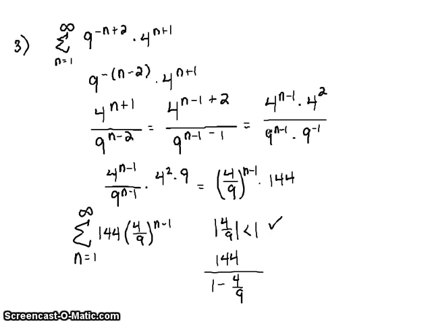So let's look at one more, and then we'll call it quits on this video. So again, same idea. Does it converge? If it does, what does it converge to? We're going from 0 to infinity of negative 4 to the 3n power over 5 to the n minus 1 power. So again, we have nothing given to us, very straightforward.